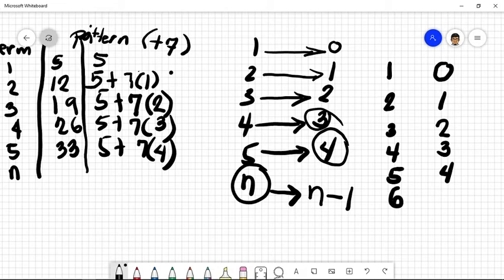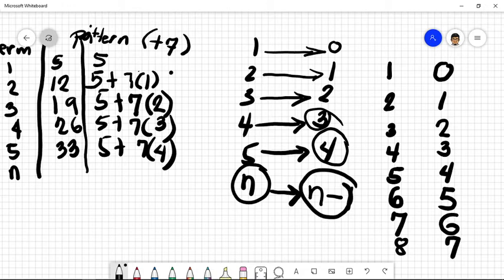Sabi niya, n-1 lang daw. Kung ito ang n mo, i-minus mo lang siya sa 1. O, n-1. 6 minus 1, that is 5. So, 5 7s ang gagamitin mo. Kung meron kang 7 na terms, ilan ang 7 na gagamitin mo? 6. Kung meron kang 8 terms, ilang 7 ang gagamitin mo? 7. So, effective yung n-1 natin.